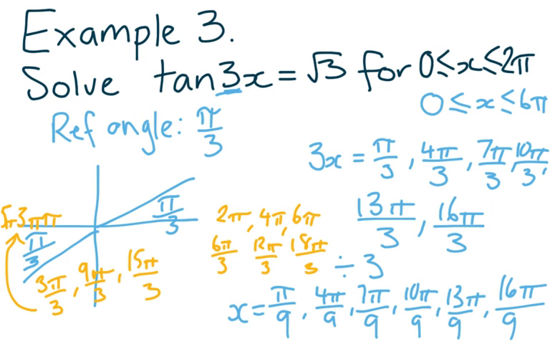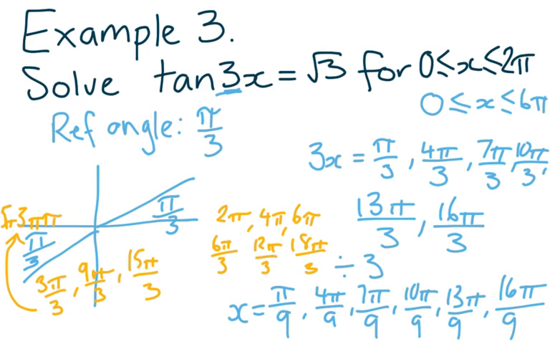And you can see that all of these solutions now fit in the original domain of 0 to 2 pi, because 16 divided by 9 is still less than 2. It's actually about 1.8. So we would have 1.8 pi, which is still less than 2 pi. So all of these 6 solutions are relevant for this particular question.